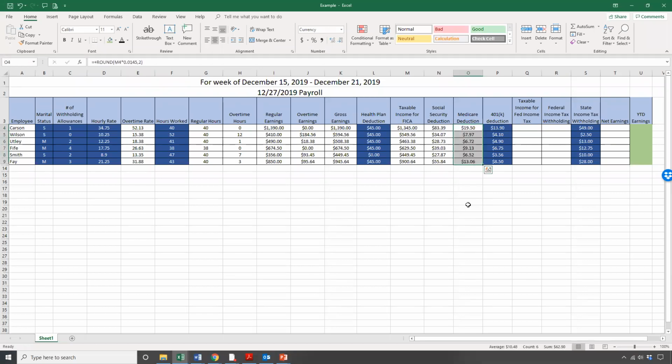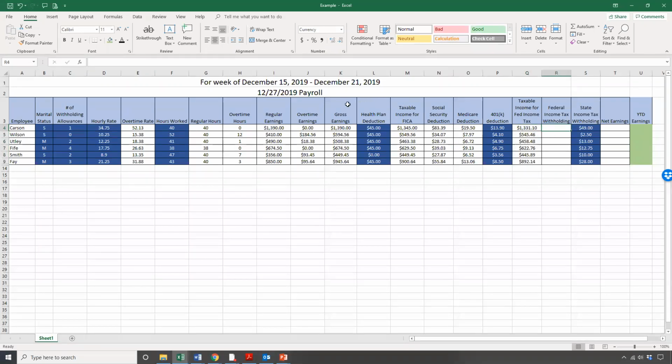Okay. So now when we come up to our taxable income for federal withholding, we're going to go back to our gross earnings, and we're going to subtract out both of our pre-tax items, our health plan deduction and our 401k, to come up to our taxable income for federal income tax. And we'll just copy that down here. Now is when we need to check the brackets.